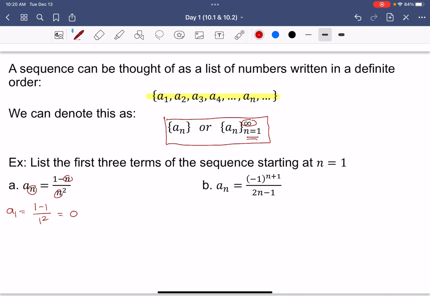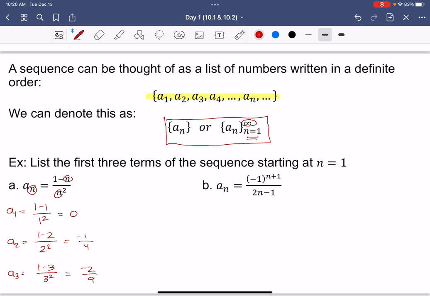We're going to continue this for however many terms they'd like. They want us to go to 3, so I'm going to find A sub 2 next. Change all your n's to 2's: 1 minus 2 over 2 squared. That's going to be a negative 1 on top and a 4 on the bottom, so negative 1/4. And finally, A sub 3 is 1 minus 3 over 3 squared, which is negative 2 over 9. That's a very traditional sequence where you can find as many numbers as you like pretty quickly by plugging in and simplifying.